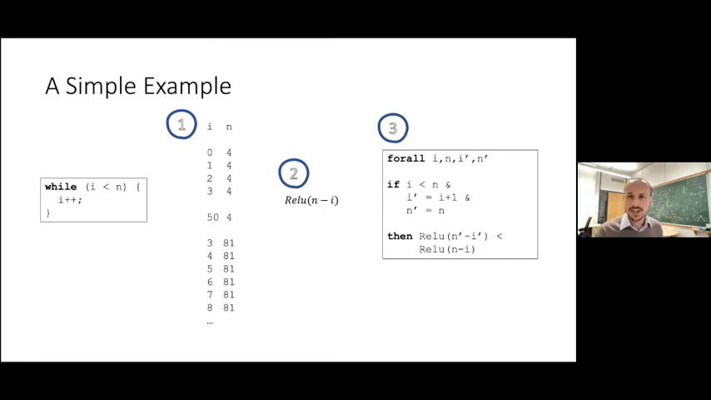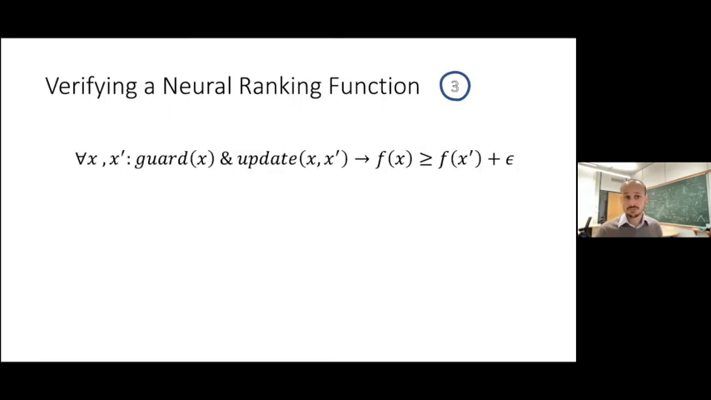Quick parenthesis, how is this done? Using SMT solving, this is a validity question. This means we want to check whether every two possible states, so pairs of states also here, that satisfy the guard of the loop and satisfy the update, satisfy that the value decreases.